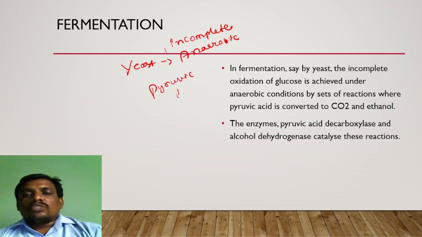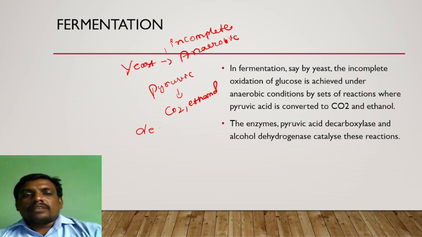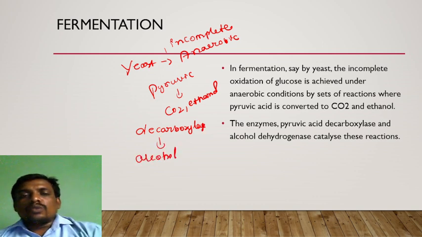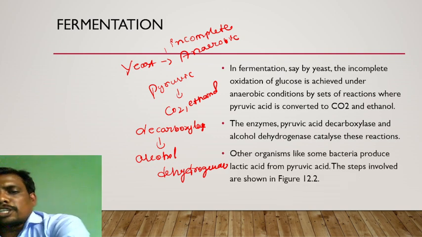Pyruvic acid is converted into CO2 plus ethanol. The pyruvic acid decarboxylase enzyme and the alcohol dehydrogenase enzyme catalyze these reactions of fermentation.